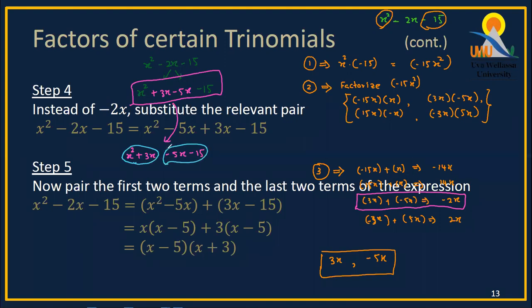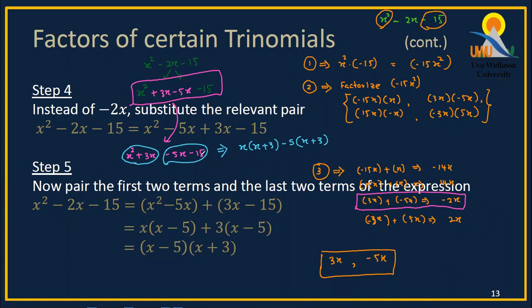Now we have to identify the single term common factors for these two. If you identify the single term common factor for the first set, you will get x times x plus 3. In the second set, you can identify minus 5 as a factor. Then minus 5 times x plus 3.